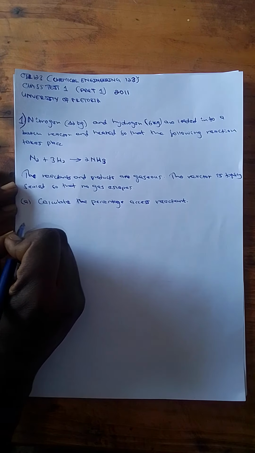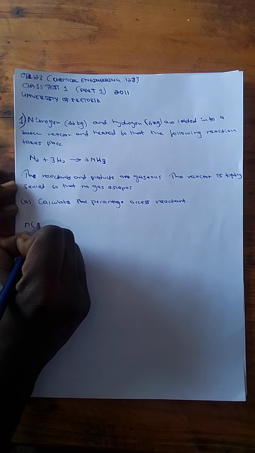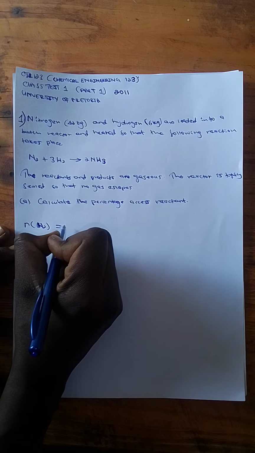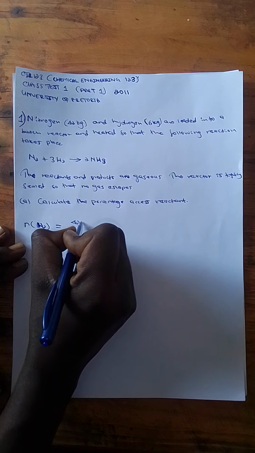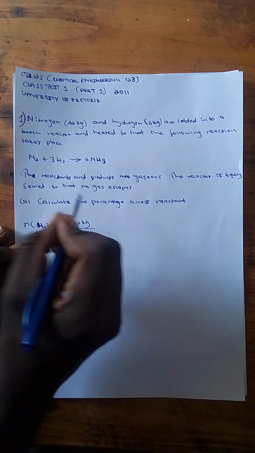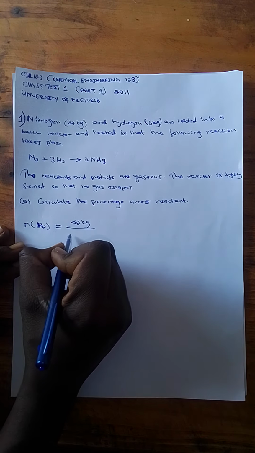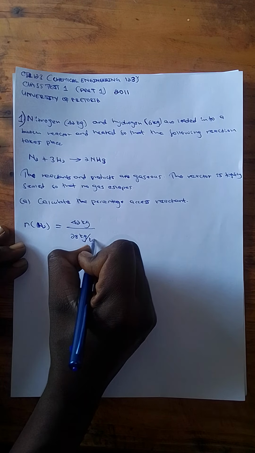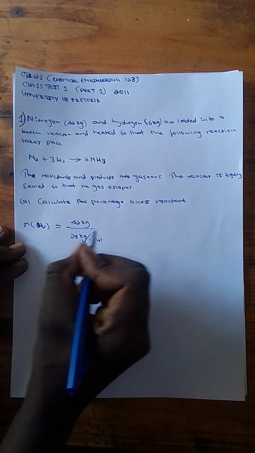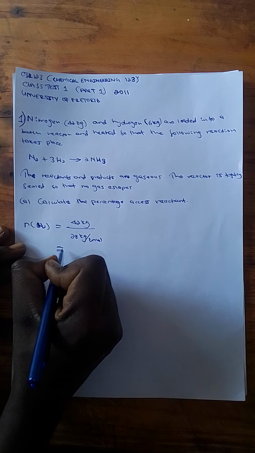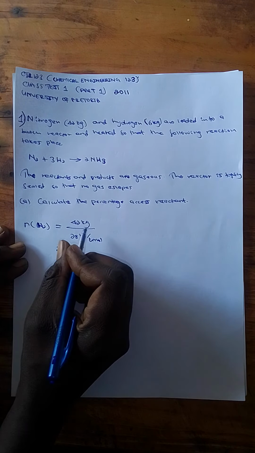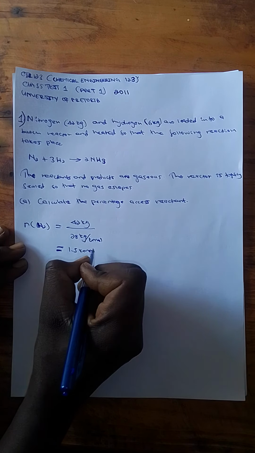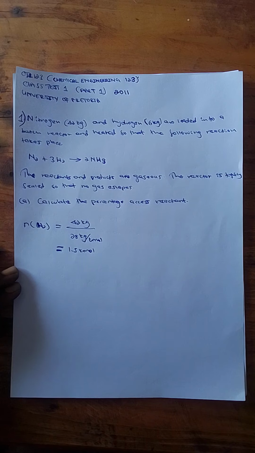And now calculating the number of moles of nitrogen. We have number of moles of nitrogen equals 42 kilograms over the molar mass of nitrogen. The molar mass of N2 is 28 kilograms per kilomole, right? And if you use your calculator, that gives you 1.5 kilomole, right? And that is actually our N2.